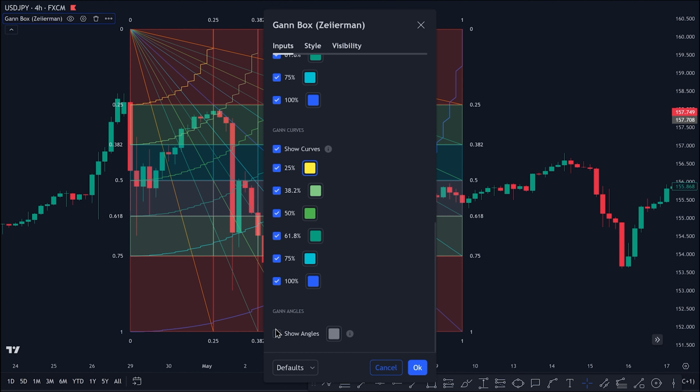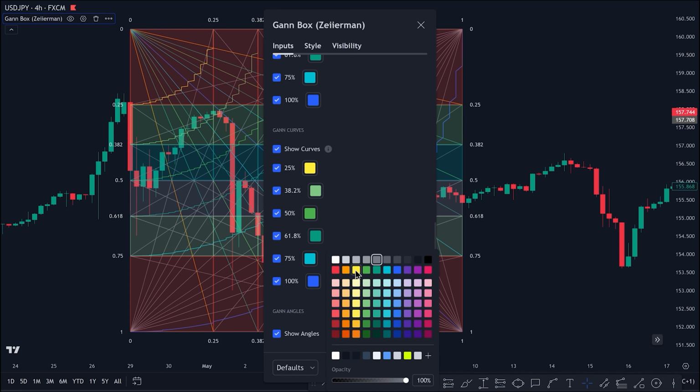Toggling the display of Gann angles helps you understand the market's price and time dynamics, offering insights into future support and resistance levels. The coloring options for Gann angles make it easier to differentiate between various angles on the chart.